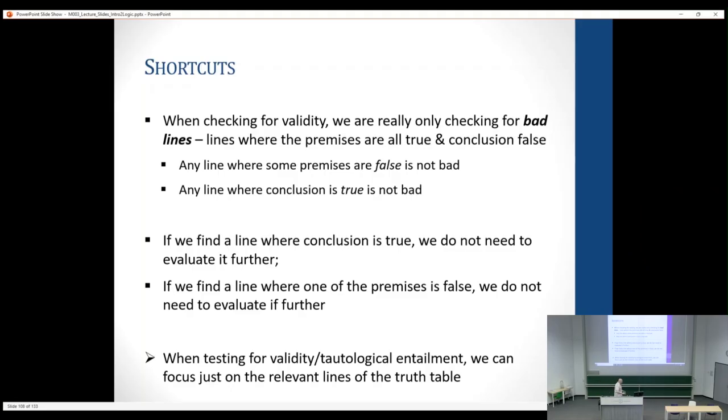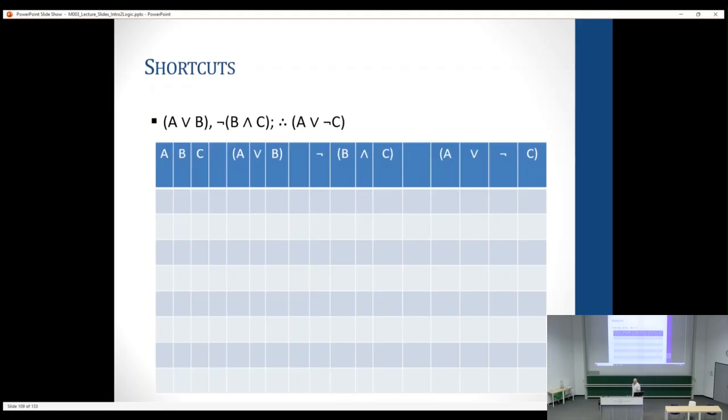Similarly, if you have a valuation where even one of the premises is false, you're done with it. It's not a threat. Because again, we're looking for ones where all premises are true and the conclusion false. So this suggests a way that we can speed up evaluating arguments using tables. Let me give you an example. So here's a sample argument. We've got two premises and we've got our conclusion.